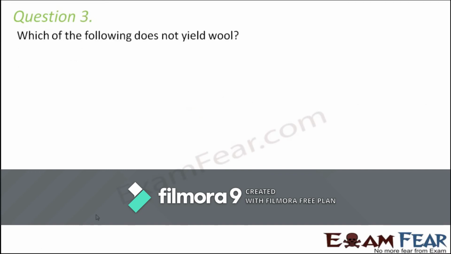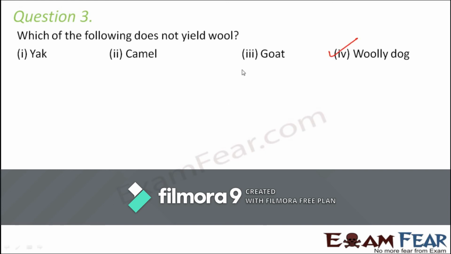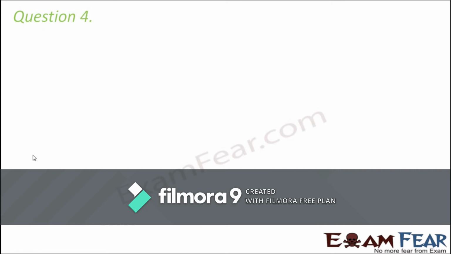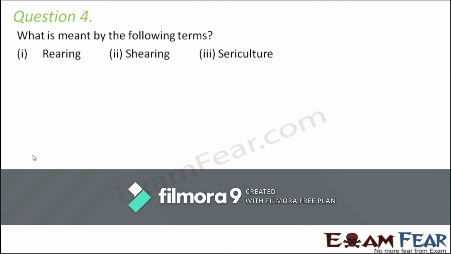Question number 3. Which of the following does not yield wool? Yak, camel, goat, woolly dog. The right answer would be woolly dog, because other than this, all of them are wool animals. They are fat, they have a woolly covering on their body. Until and unless an animal has a woolly covering on its body, it will not be able to yield wool, right?